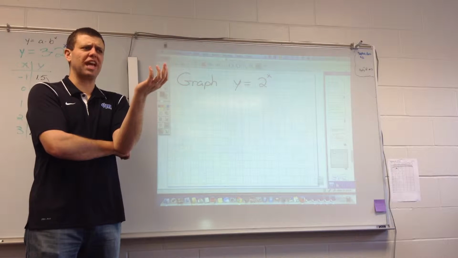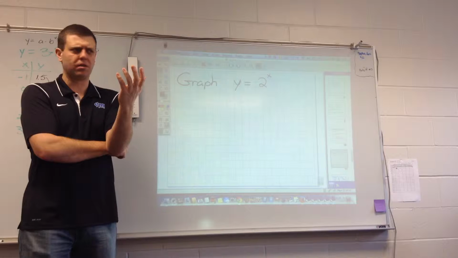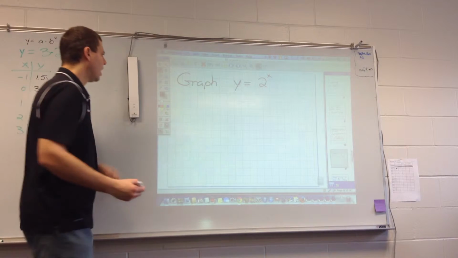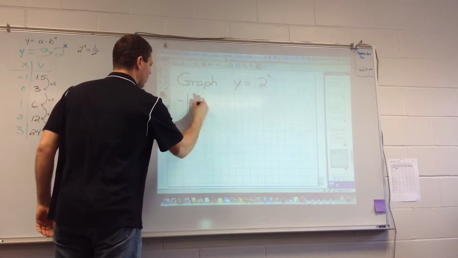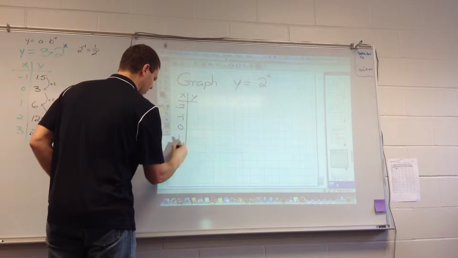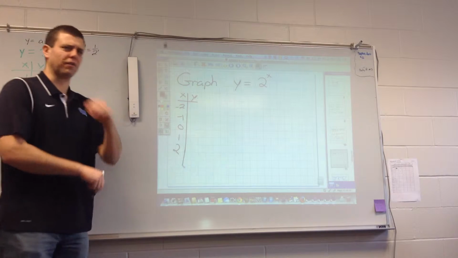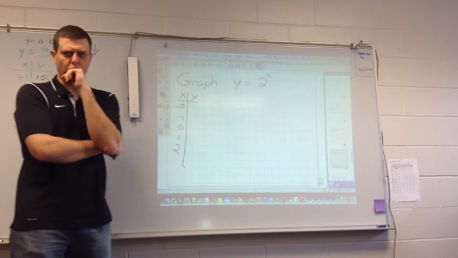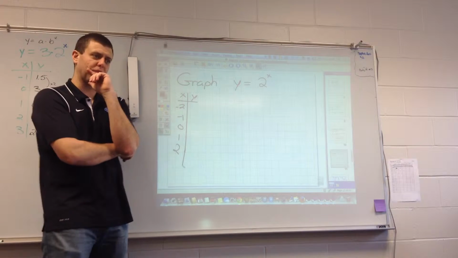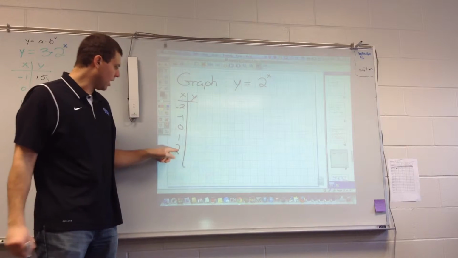Now you don't see an a value here, but what is the a value then? 1. Very good. My b value is 2. I'm going to go ahead and make a quick table of values. It's good practice. -2, -1, 0, 1, and 2. You can have your graphing calculators make this table of values for you. Not a big deal. You'll use your graphing calculator a lot probably when you're graphing these functions. We'll start down here.